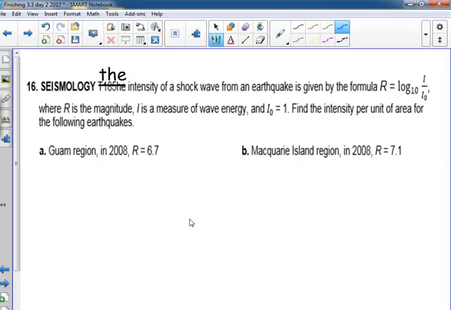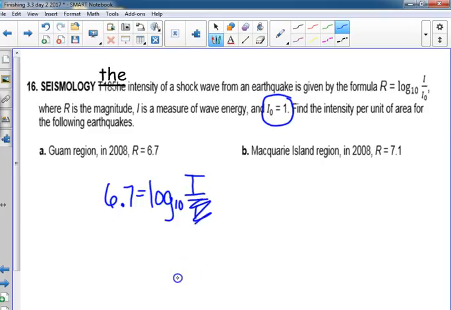Number 16 is an application. It's going backwards. It says to use I sub 0 for the intensity, sub 0 down here of 1. The intensity is what we're finding. So this is R. So 6.7 equals log base 10 of I, which we don't know, over I sub 0, which they say to call 1. How can we work backwards to find the intensity? Yes. Rewrite this as an exponent sentence, and it becomes 10 to the 6.7.